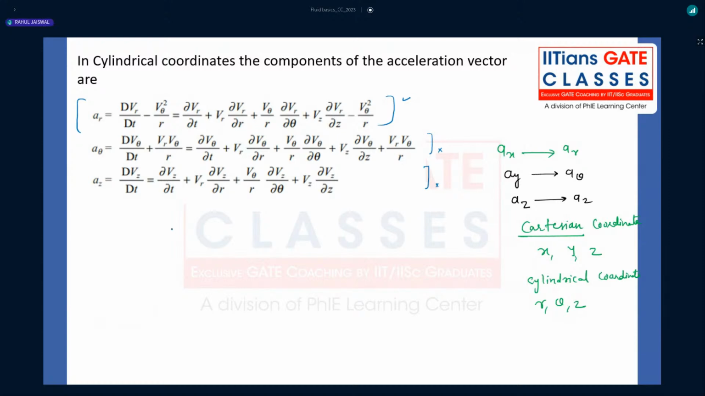Now, what is vr? Radial velocity. The radial velocity can be written as dr by dt. What about v theta? It is r into d theta by dt, right?